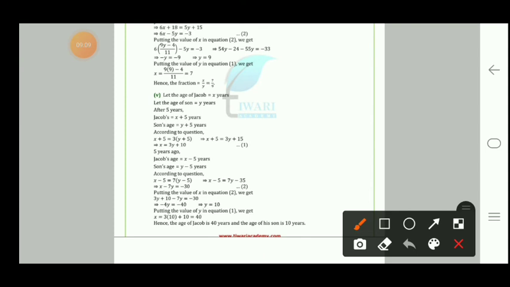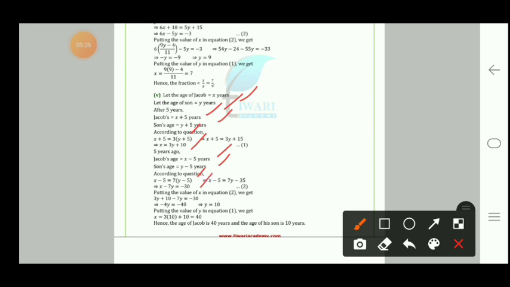so let the age of Jacob be x years, let the age of the son be y years. After 5 years, Jacob's age is x plus 5 and son's age is y plus 5. So according to the question, we have x plus 5 equals 3 times (y plus 5), which gives x is equal to 3y plus 10. Then 5 years ago, the age of Jacob was x minus 5 years, son's age was y minus 5 years. According to the question, x minus 5 is equal to 7 into (y minus 5), which gives x minus 7y is equal to minus 30.